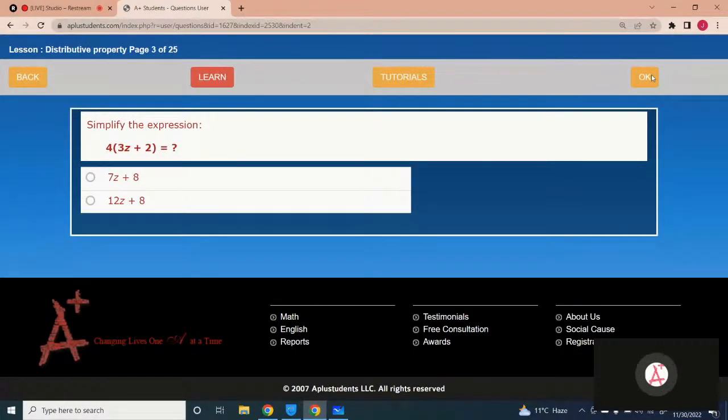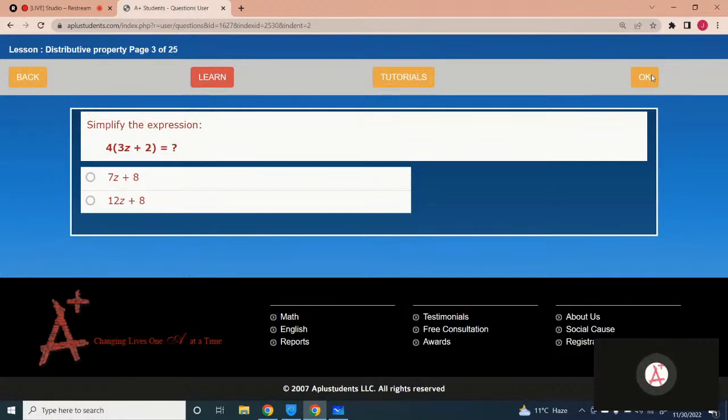You have to multiply 4 that is outside the bracket with both the numbers that are inside the bracket. So which option is the correct one? First one or the second one? It would be 4 times 3 is 12z plus 4 times 2 is 8. So option number 2 is the correct one.